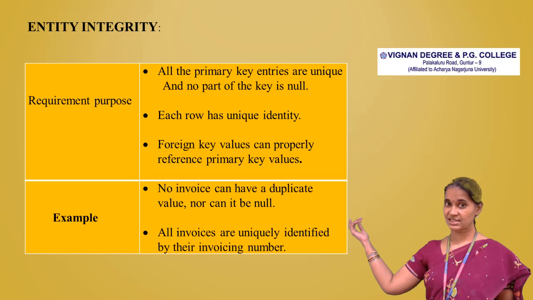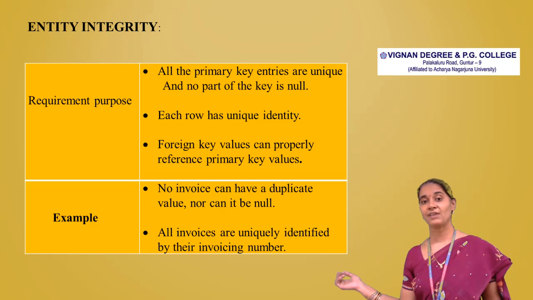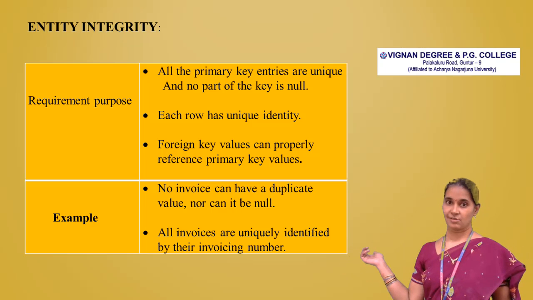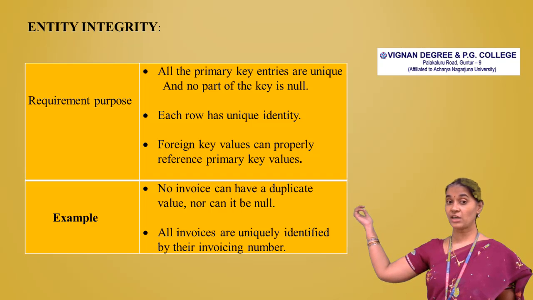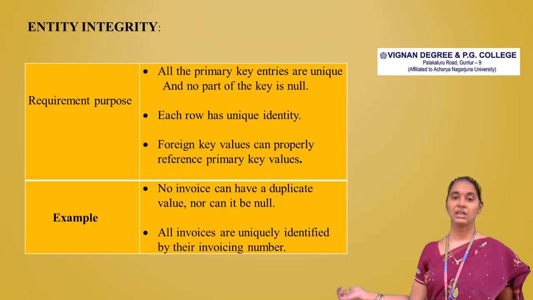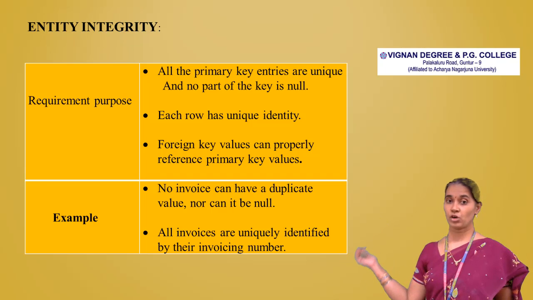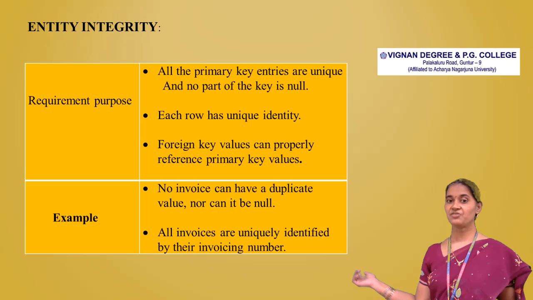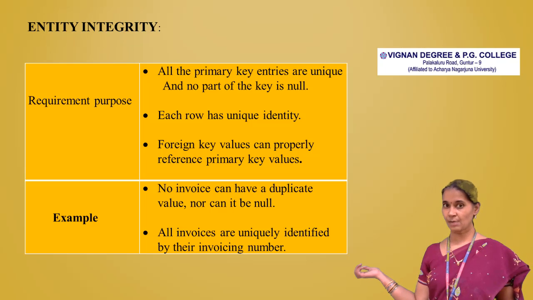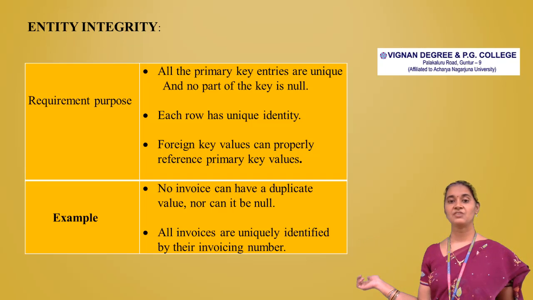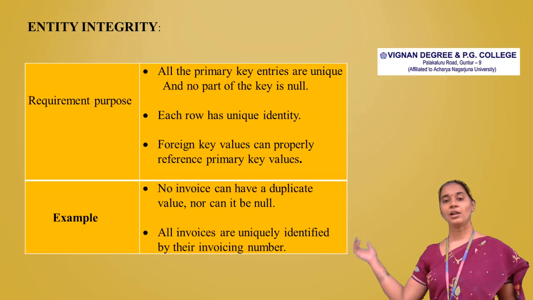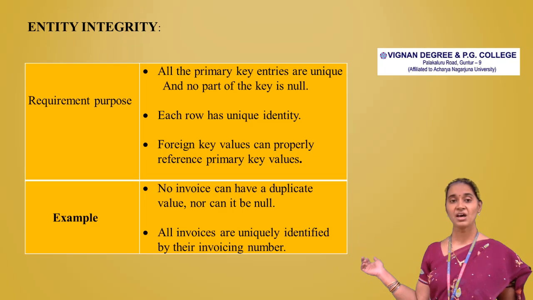If I consider invoice as a column, in that invoice we should not have duplicate values or null values. The invoice values should always be unique. All the invoices are uniquely identified by their invoicing number. With the help of the invoicing number, I should be able to get all the details. All the invoices are in the invoicing table, and everything is identified with the help of the invoicing number.